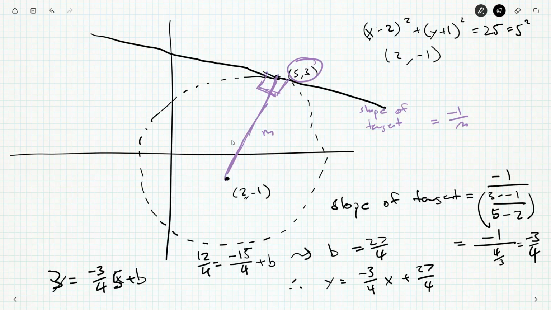All right, so there we go. Not a whole lot else to that question, but as long as you drew the picture and connected the radius to the tangent, you'd be completely fine there.